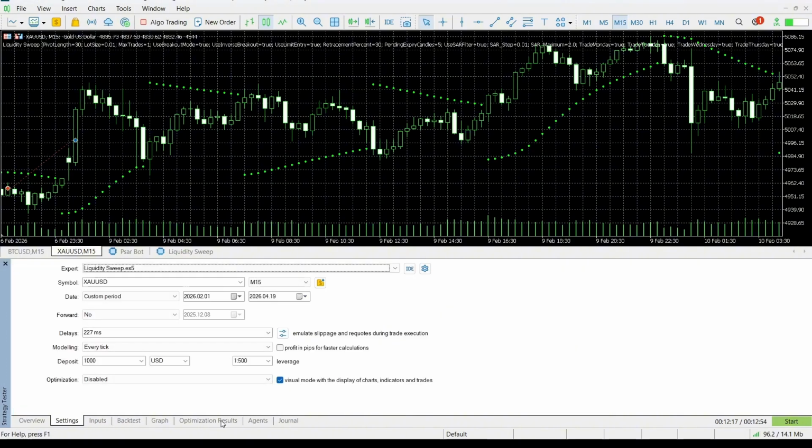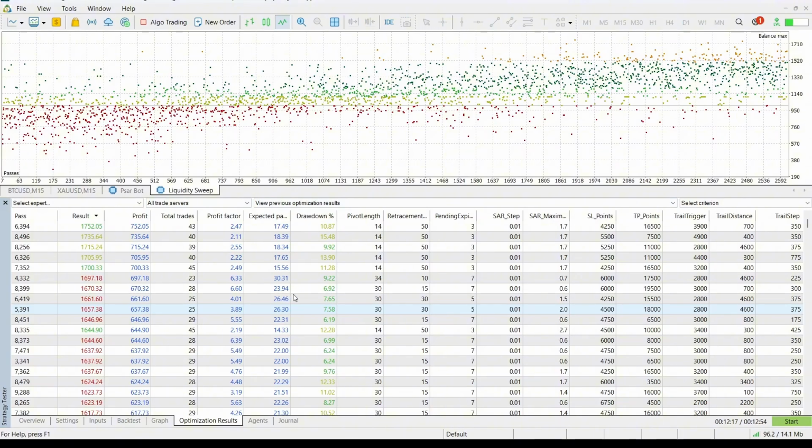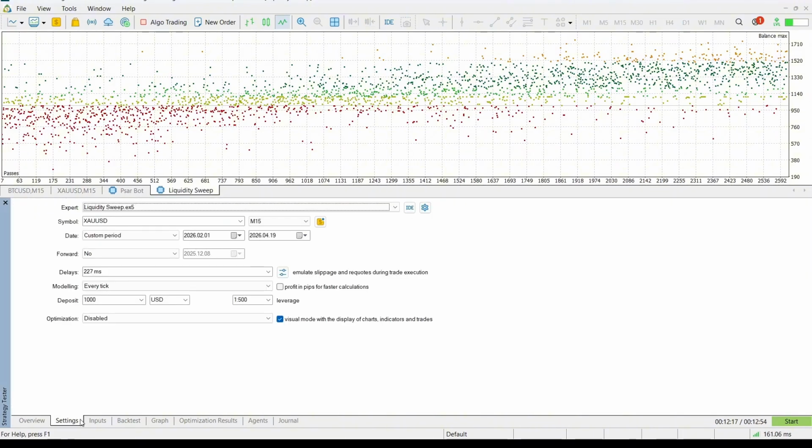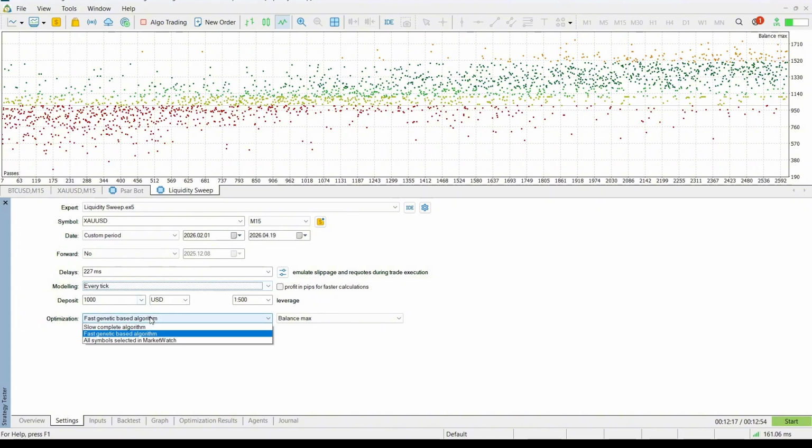Now, if you do an optimization, you can see my optimization results. If you do an optimization on your EA, all you have to do here is come to fast genetic based algorithm, every tick, or the best one to use is every tick based on real ticks. But for a quick gauge on if your EA is actually going to be profitable or not, you can just do a quick one based on every tick. You can either do the slow complete algorithm or fast genetic one.